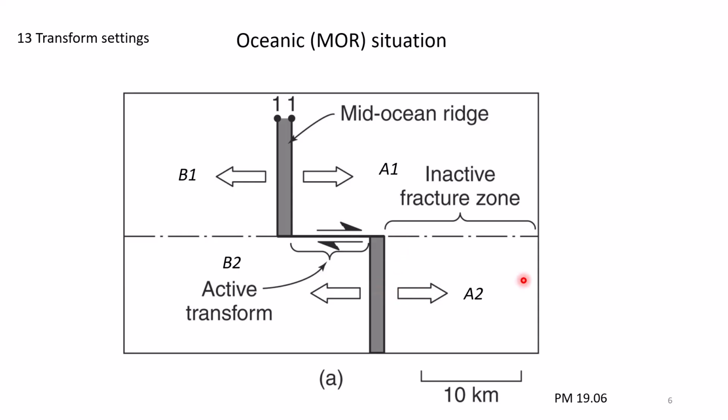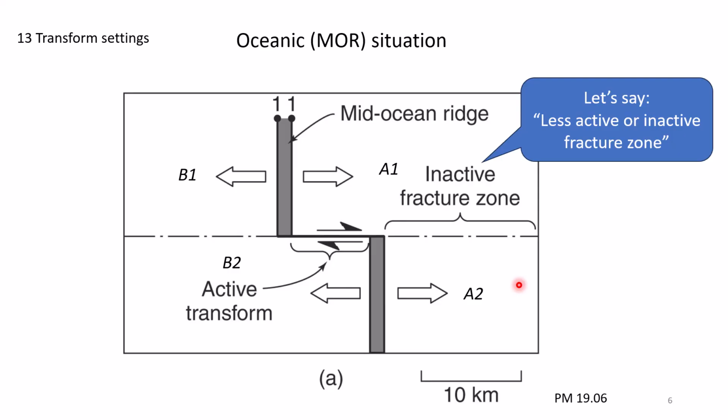And in many textbooks, you will find labels like this: inactive fracture zone. I would say perhaps they are not quite inactive. It's probably more appropriate to talk about less active or inactive fracture zones, because the question whether seismic activity or tectonic displacement takes place along such inactive fracture zones is a matter of spreading rate along these two neighboring ridge segments.